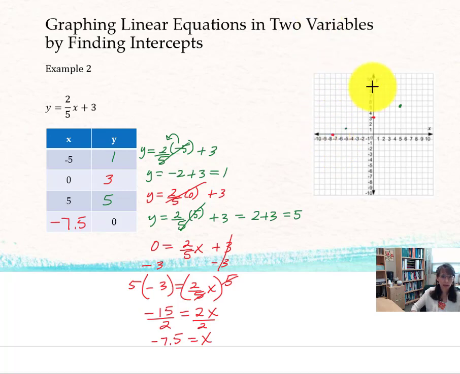We're ready to draw the line. Don't forget to use the arrows. And there is how you can graph a linear equation by first calculating the x and y intercept.